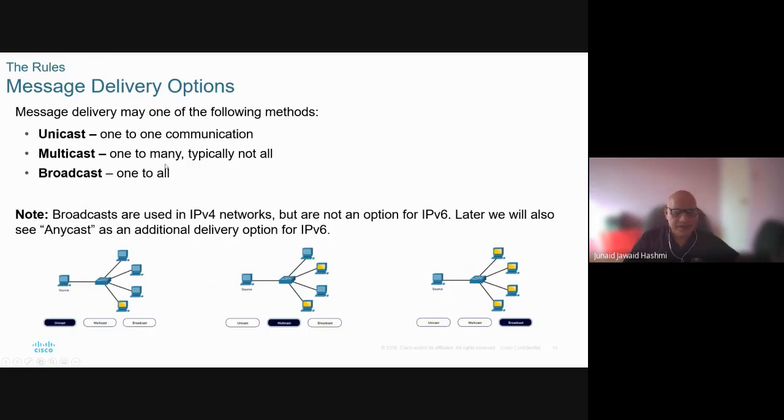So there are different delivery options on the network. You have unicast, which is one to one and is the most common. When you're accessing a web server on the internet, it is unicast. Then there's multicast, which is from one to a group of computers, more than one computer. You see, the source is here, and it's communicating with just two of the four computers. This is called multicast.